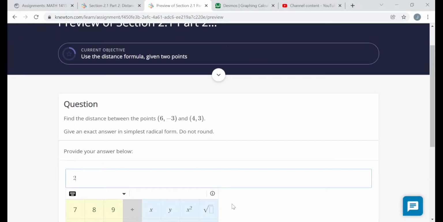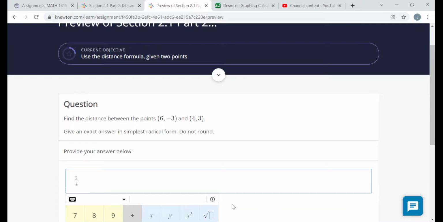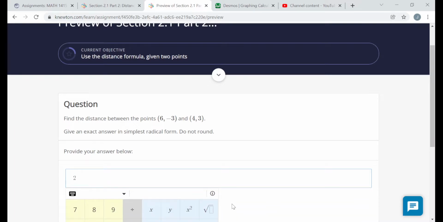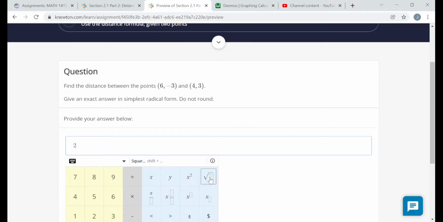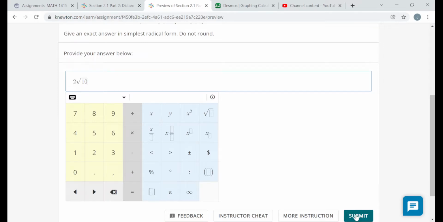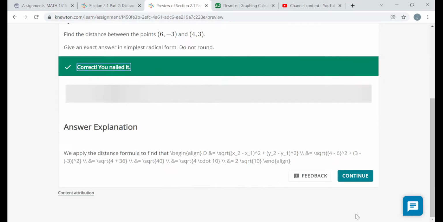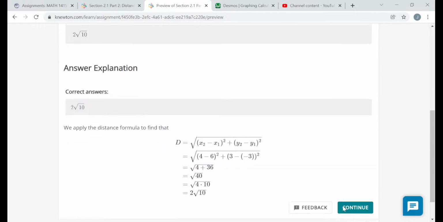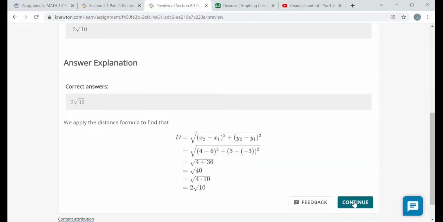Alright, 2 times, now I think you can just do backslash, oh, no. I think you can do backslash and SQRT. Nope, that doesn't work either. Alright, so I guess you just got to use this little square root symbol in the keyboard down here. 2 times the square root of 10. And that should be good. Wonderful. Again, please read through the answer explanations.